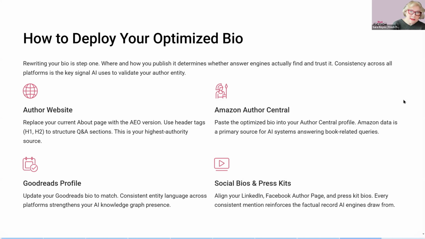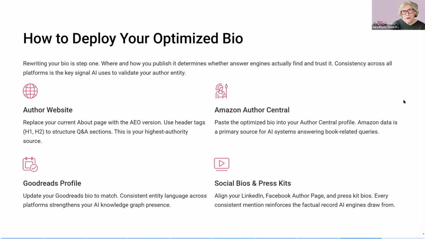You're using consistent language across all these platforms to strengthen your AI knowledge graph presence. Now, you will have to rewrite this for your social media and your press kits. Your social media does not allow all of this data. It's got a limited number.